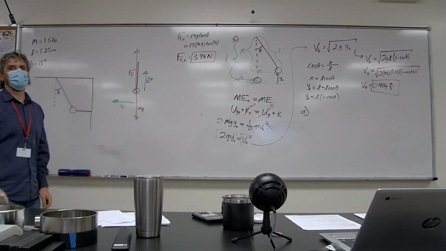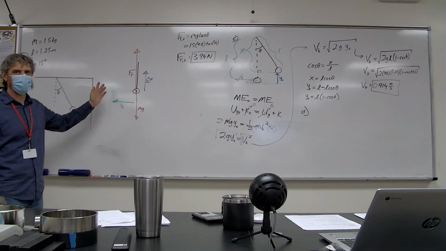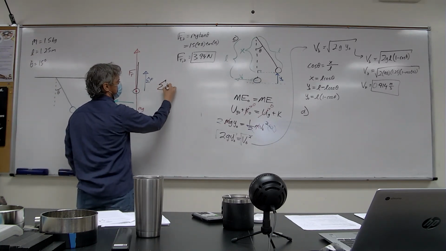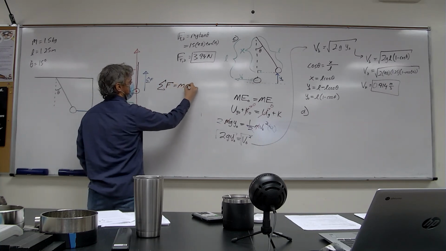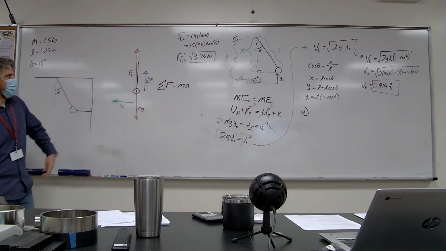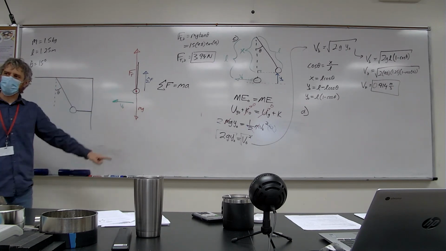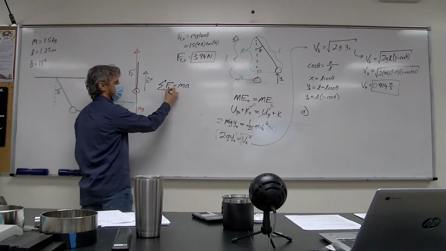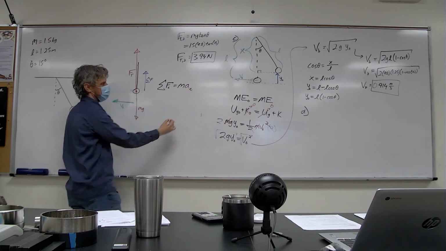Then, after I draw my free body diagram, now I can apply Newton's second law and say the net force is mass times acceleration. But right here at the bottom, I know that the net force does point exactly towards the center of the circle. So I know that the net force is centripetal. I know the acceleration is centripetal.